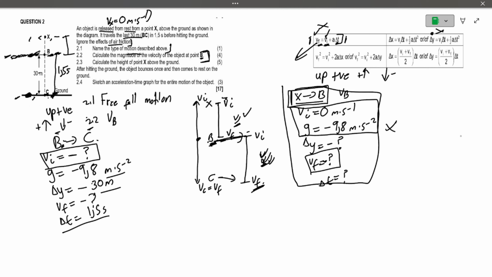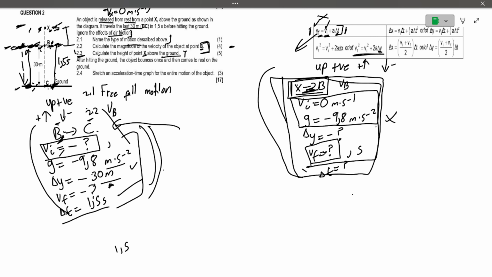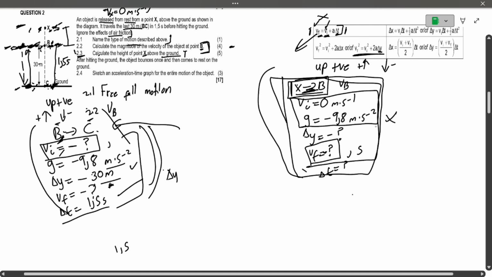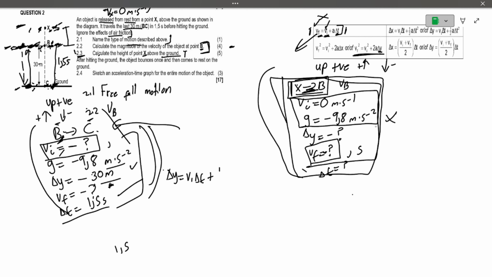The distance covered, yes, we have it. The initial velocity we are looking for, the time we have, and the acceleration we have. So we can just write it. Change in y equals v initial times change in time plus half a times change in time squared. So we just substitute here, because we're using the motion from B to C.